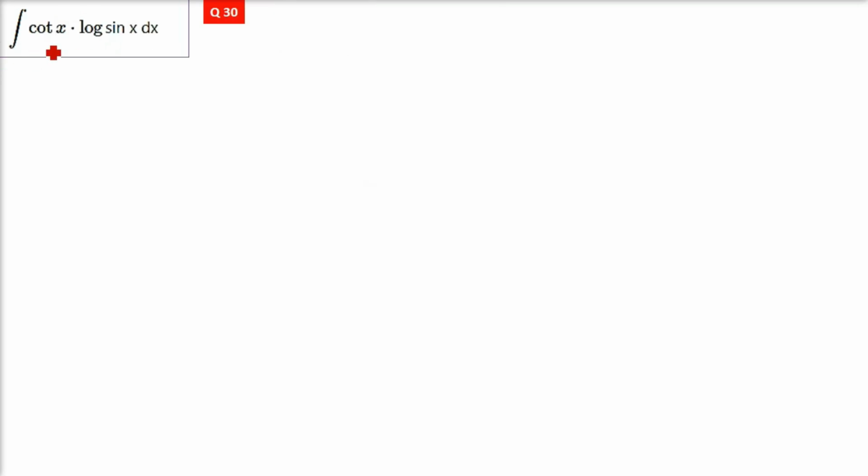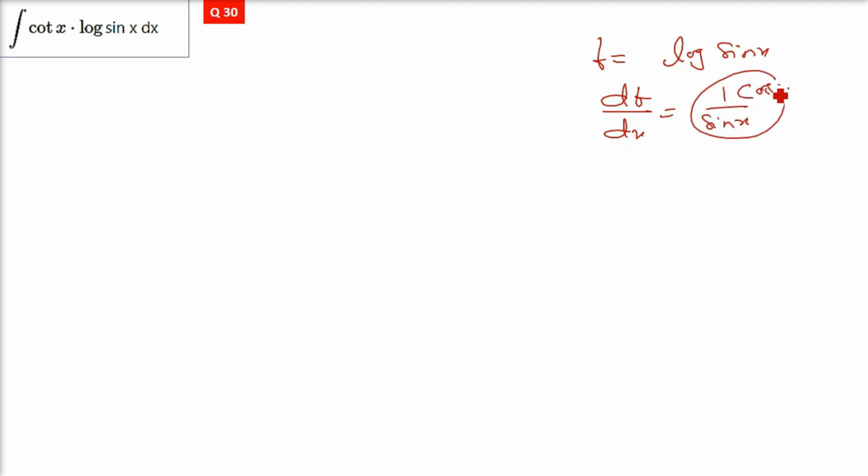Next, integration of cot x into log sin x. So log sin x will directly give you cot x. So we'll take t as log sin x. dt by dx will become, this will come in the denominator sin x, and the derivative of sin x is cos x. So this will be cot x. dt will be cot x into dx. In the numerator, if you see here, cot x and dx will be dt.